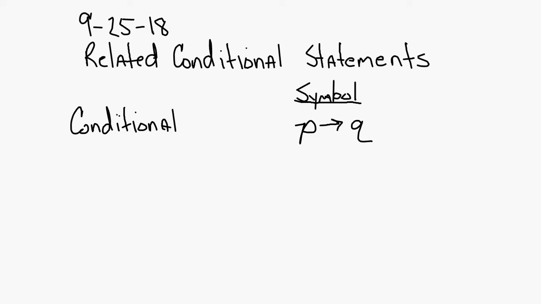The second type of statement is a converse statement. That's the converse of the conditional. The symbol is if Q then P. And what that means is that you switch the hypothesis and the conclusion.